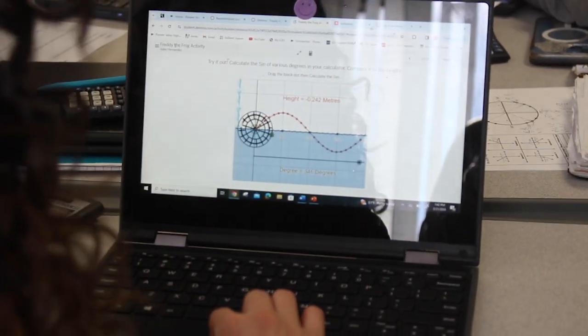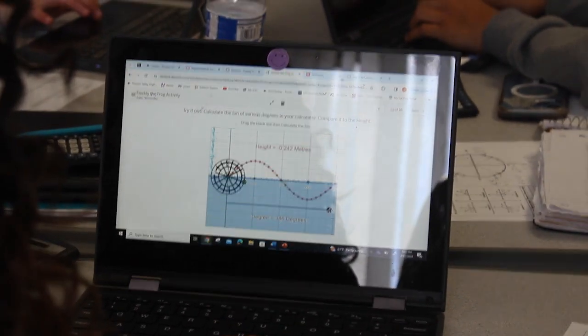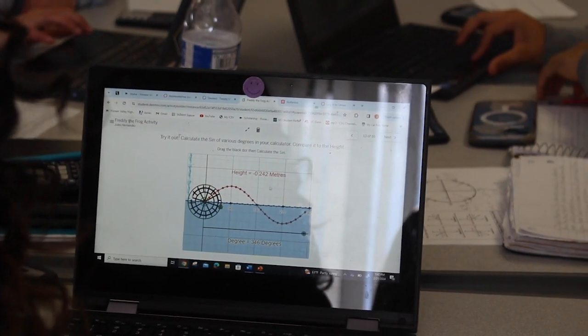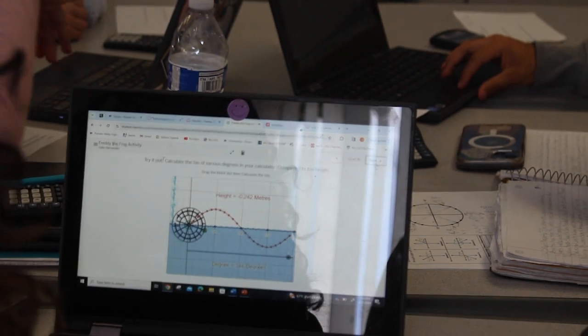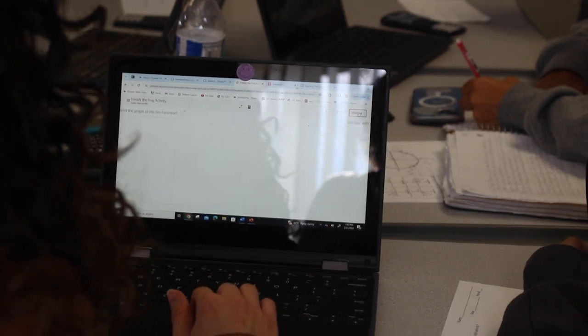What did you think will happen as the degrees continue to increase? The height will start to go up again. So the height will repeat. Once it reaches the x-axis, it will repeat the same height. Do you want to write? Oh, that's the whole 360. Yeah.